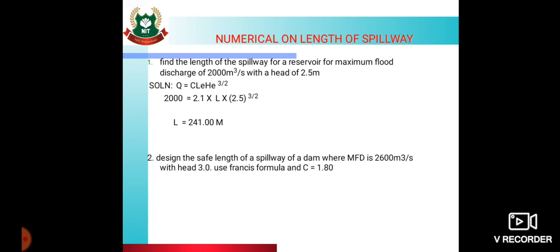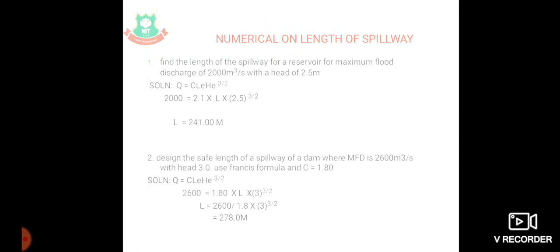Then second: find the length of spillway of a dam where maximum flood discharge is 2600 meter cube per second with head 3. Use Francis formula and C is equal to 1.80. So Q = C × L × H raised to 3/2. Q is 2600, C is 1.80 as given. L is to be found out by using this formula. So L is 278.0 meter.